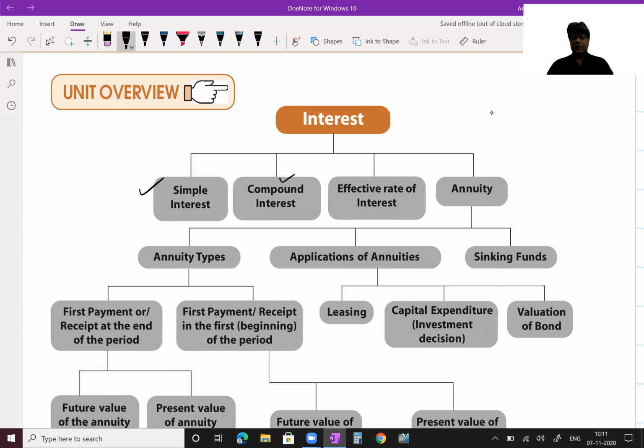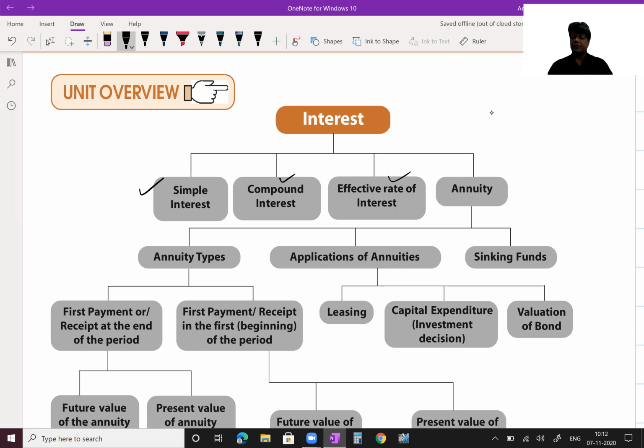Compound interest next. Compound interest, you have seen one formula for amount, another formula for depreciation. For amount calculation, this is for when the conversion period is yearly. If the conversion period is half yearly or quarterly or monthly, then that K factor will come in the formula. Effective rate of interest formula also, you know what is effective rate of interest, we have discussed.